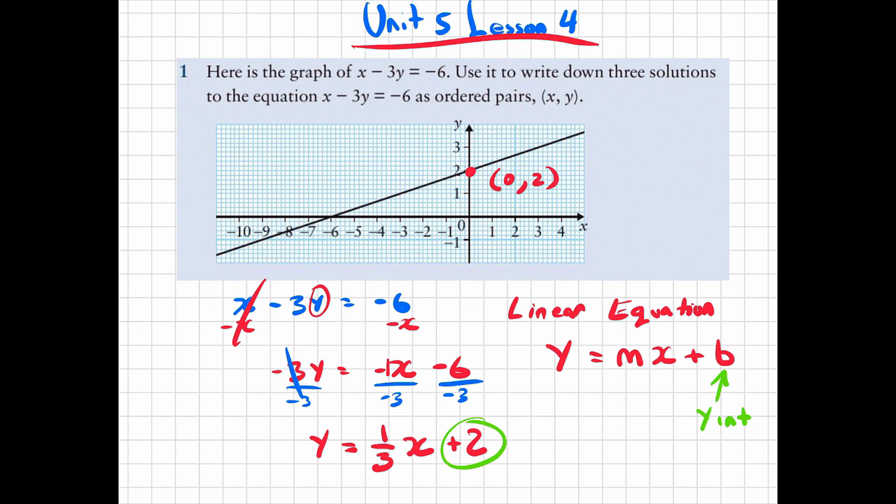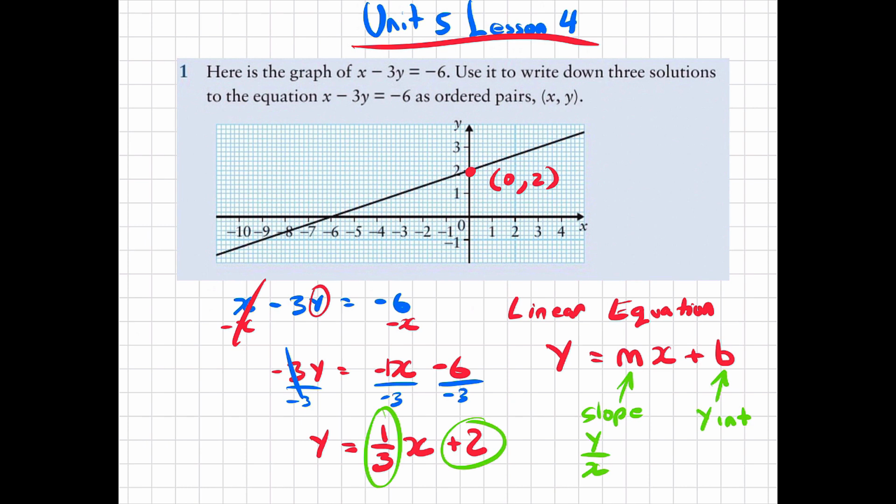Okay, and what does the m mean? Well, that is our slope. Slope is y over x, the change in y over x. And if we look at it, what is it? It's 1 over 3. So it's a positive 1 over a positive 3.